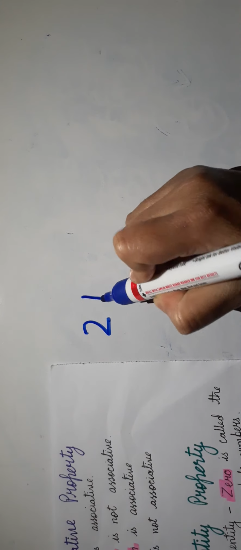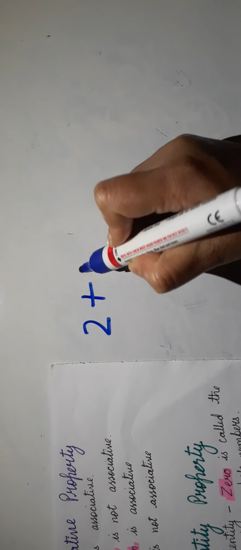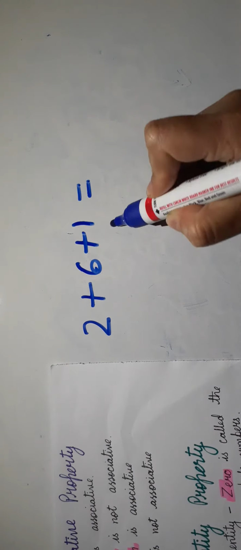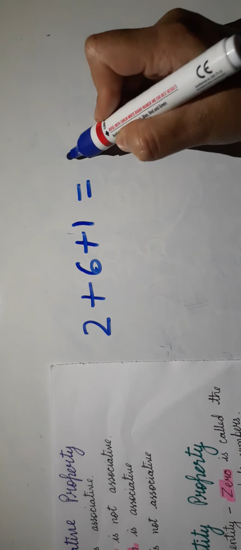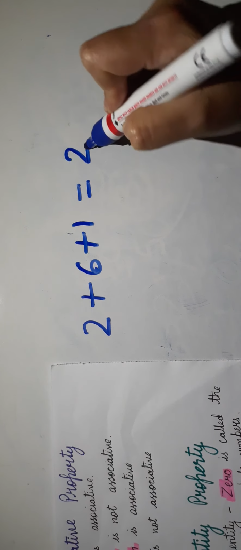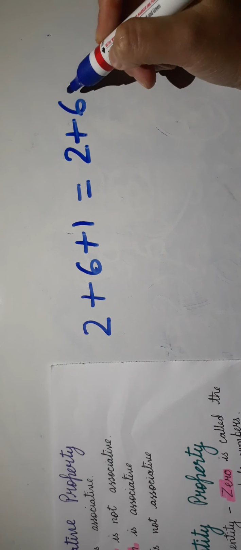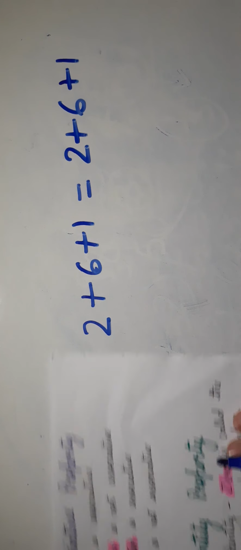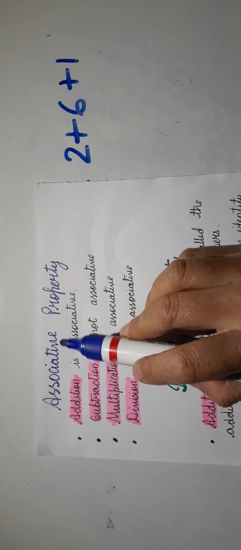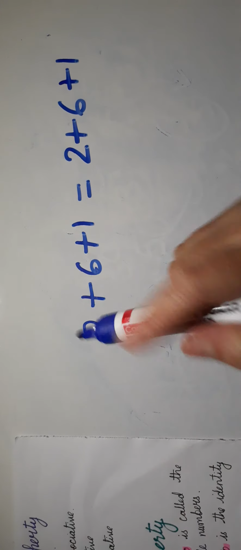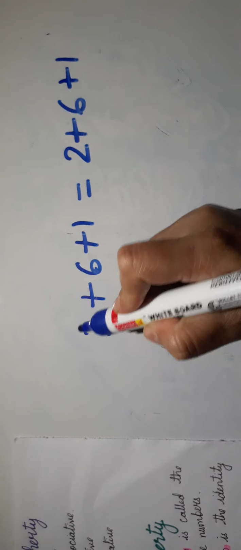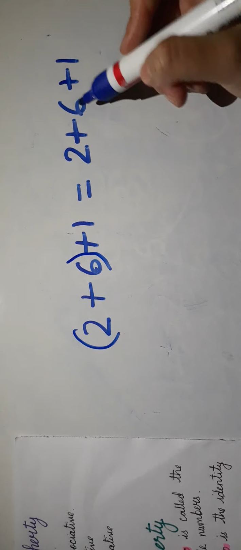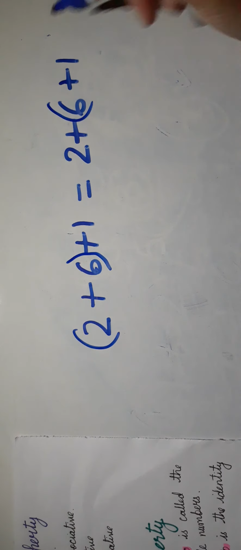Here the first one is 2. I'll plus with 6. I'll plus with 1. This is my left hand side. Now on my right hand side, again I will write 2 plus 6 plus 1. Associative property. So let us associate. I will associate here 2 and 6, and I will combine here 6 and 1.